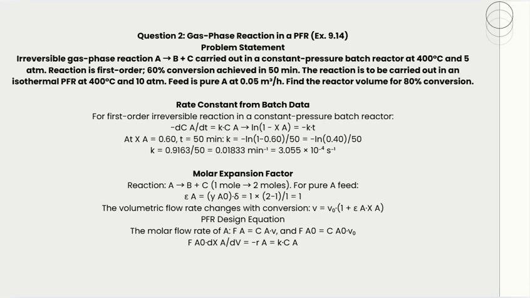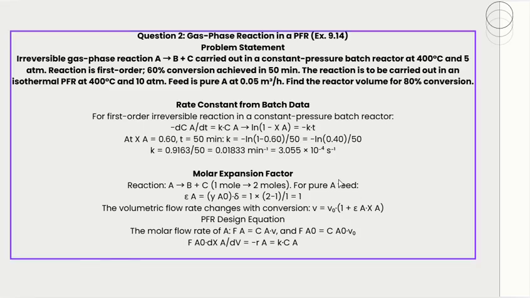The second question says we have a reaction which goes like A gives B plus C, and this is an irreversible and first order gas phase reaction. The batch reactor data tells us that 60% conversion is achieved in 50 minutes. The reaction is to be carried out in an isothermal PFR at 400 degrees Celsius and 10 atm. The feed is pure A and the feed flow rate is given as 0.05 meter cube per second. Find the reactor volume for 80% conversion. This is our target conversion, and we have to find the volume for that.